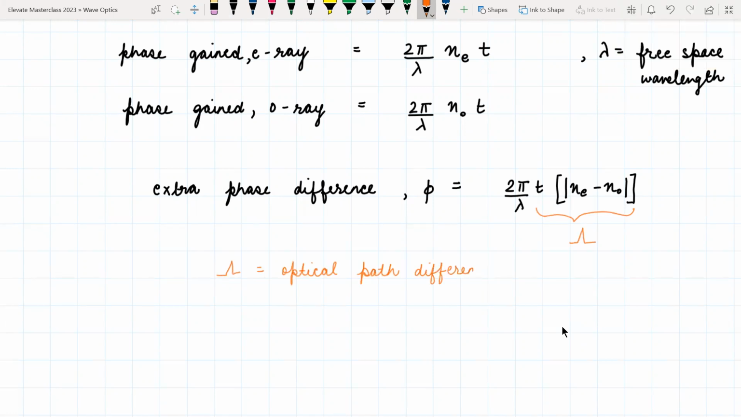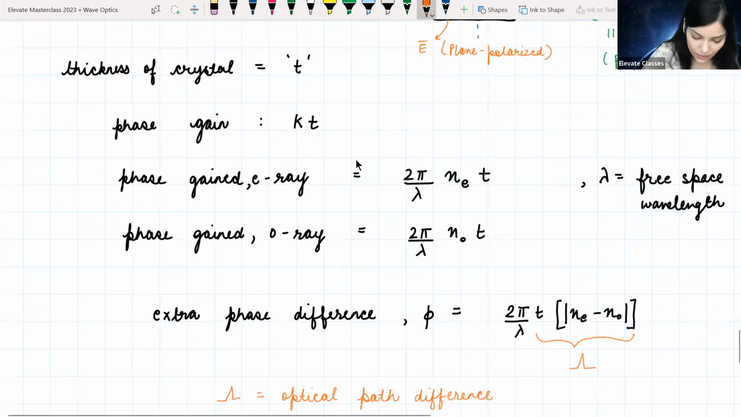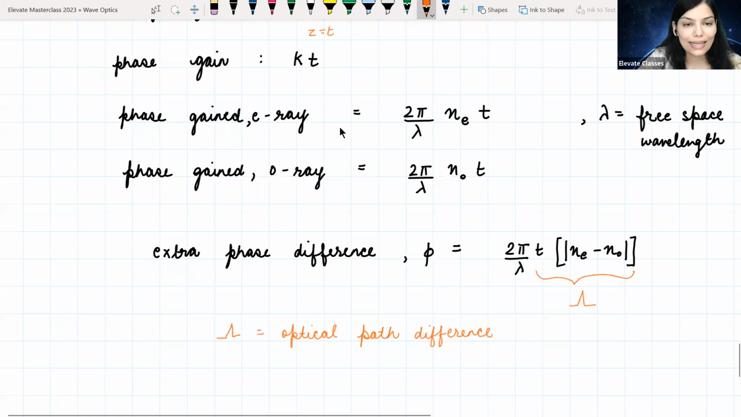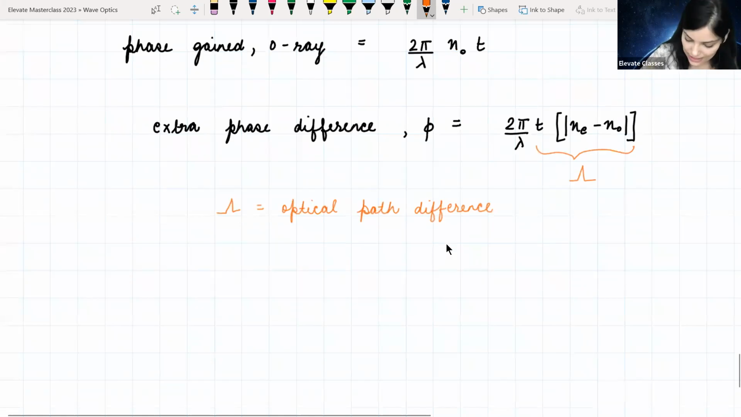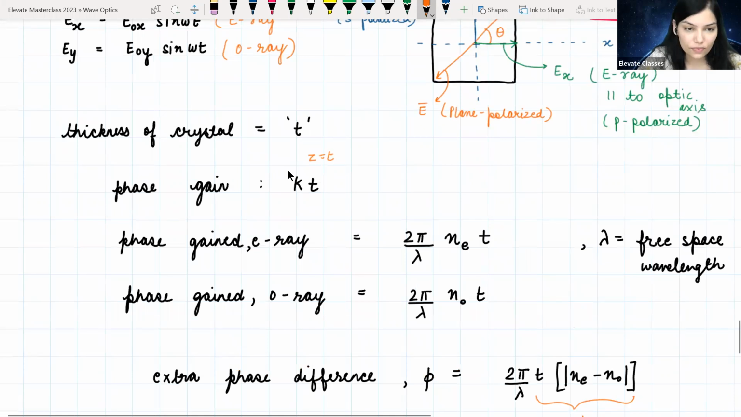Ma'am, did you write the phase gain as Kz or KT? Yes, what? I have written KT, meaning it is Kz, but Z is equal to T over here. That is the distance we are moving inside the crystal. Okay. So I have written KT, but that has come from Kz only. Okay. So this T is the thickness. T is the thickness of the crystal.